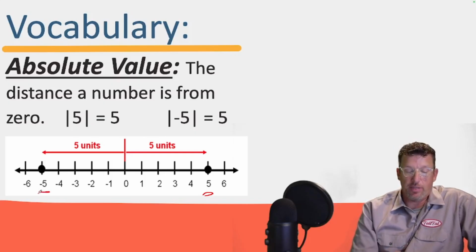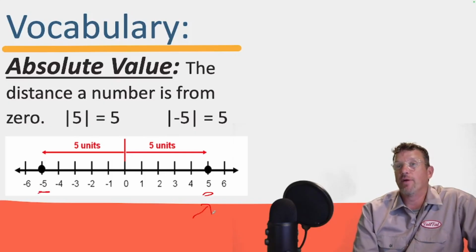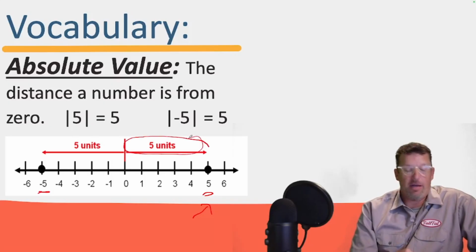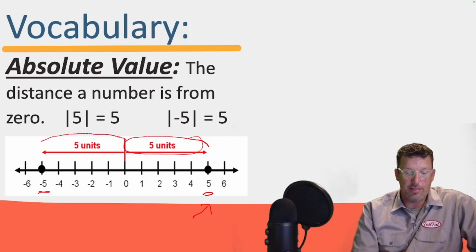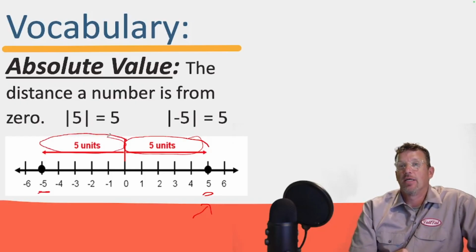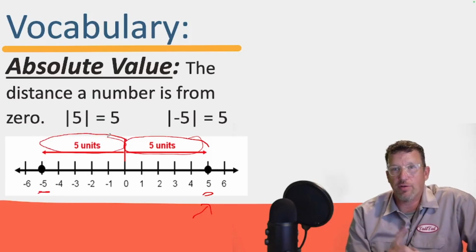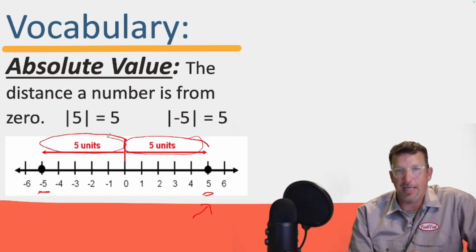Well, let's look at this one. How far is 5 away from 0? Well, you guessed it, it's 5. And how far is -5 away from 0? You guessed it, it's 5. One of the key things to understand as you're going forward right now is distance is not negative.